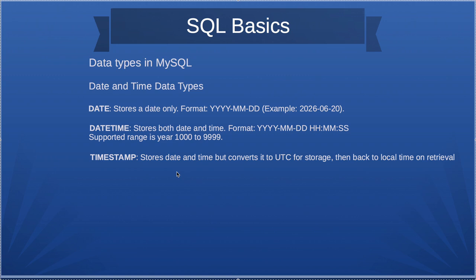Timestamp stores date and time but converts it to UTC, universal time coordinated, for storage, then back to local time while retrieving. So this is the range limit. Normally we use timestamp for when we create a record or update a record.